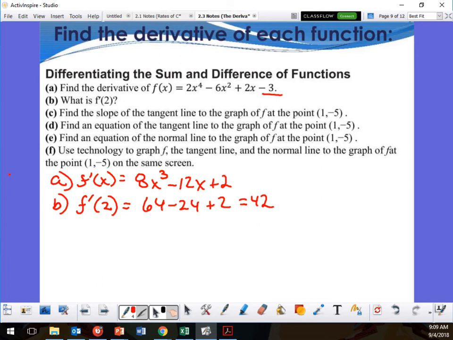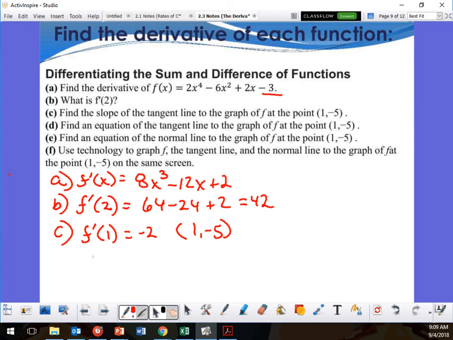So part C says find the slope of the tangent line of the graph at that point. So what does that mean? First, I need to find the slope at 1, right? So plug in 1. f prime of 1 is going to give me negative 2. And my point is going to be 1 comma negative 5.